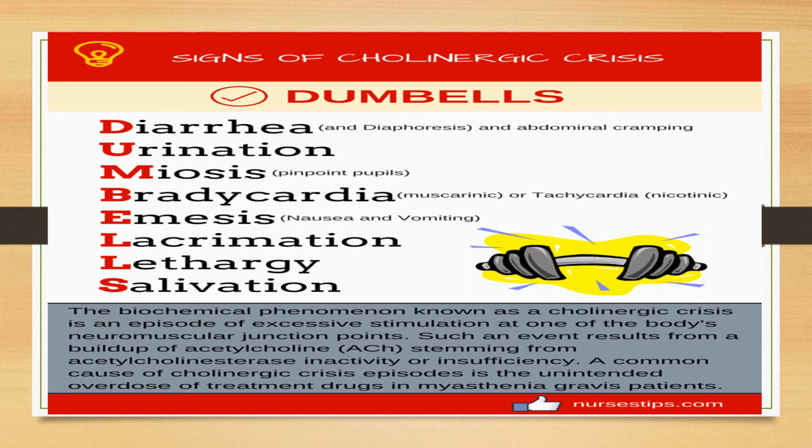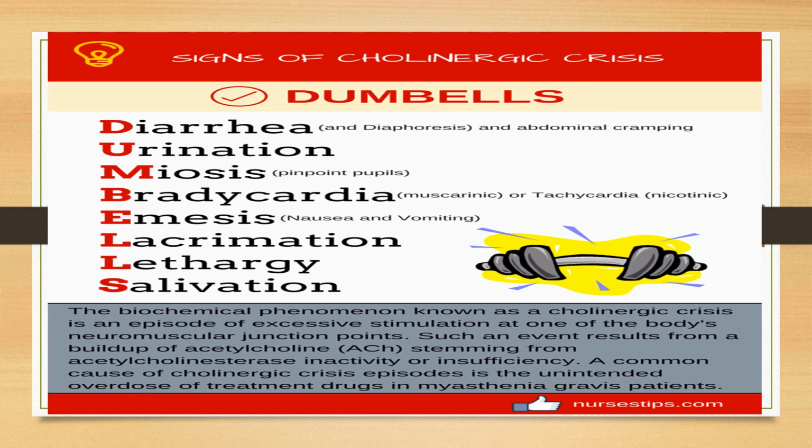Now, I found this on nursestips.com. It had several different things there to help remember mnemonics, that kind of thing. But when we're talking about cholinergic crisis, we're talking about somebody who's had too much cholinergic medication. In this scenario, too much acetylcholine is causing a crisis, and so we know we have those cardiac and respiratory issues that happen, but also these are some other things that can happen with a cholinergic crisis.